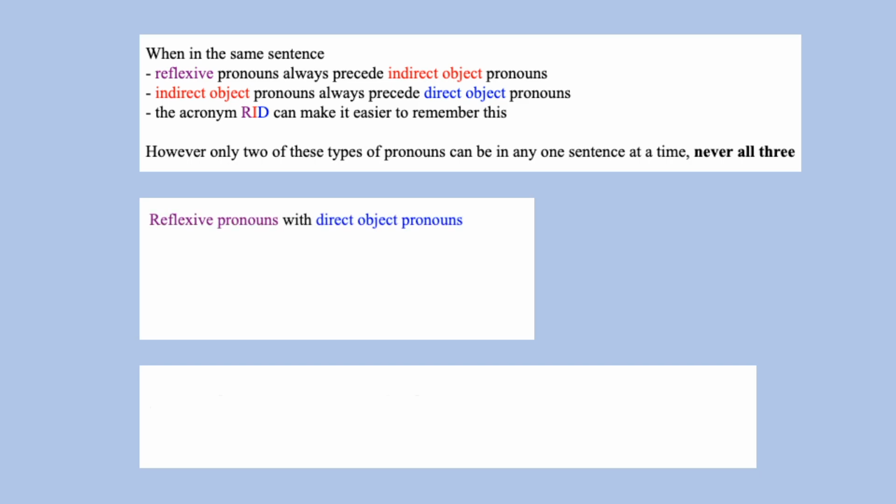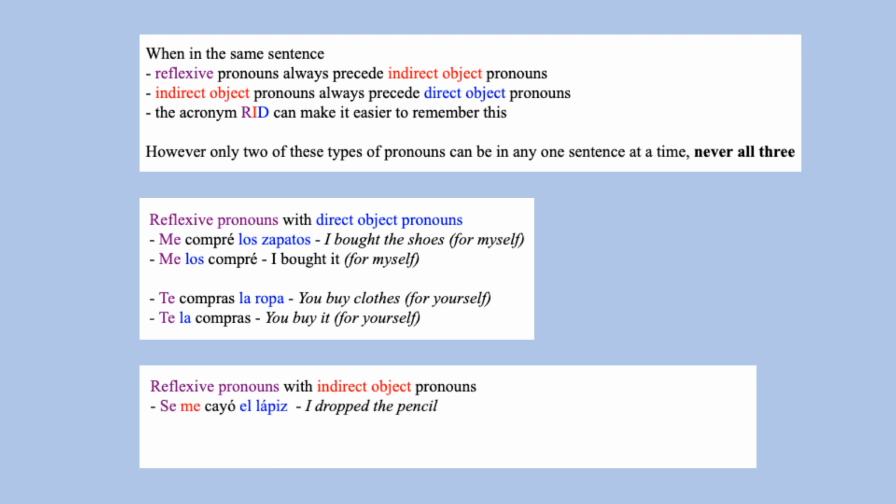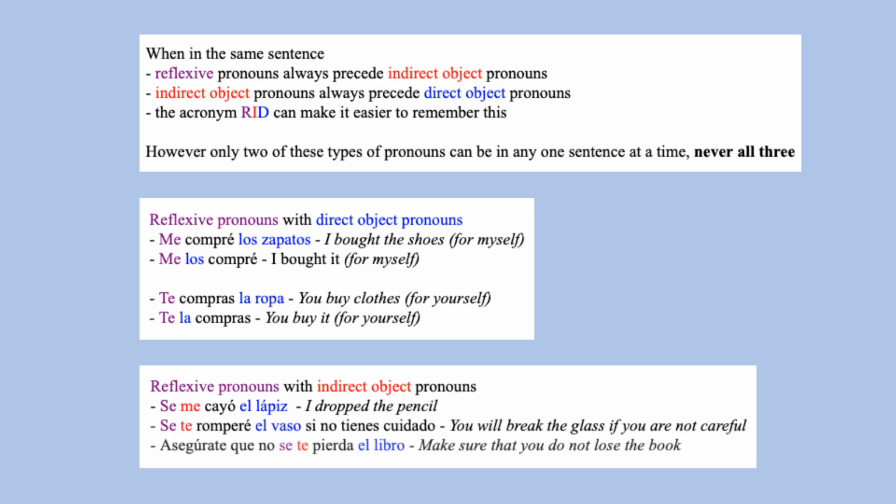So reflexive with direct object pronouns, we have me compré los zapatos, me los compré. Te compras la ropa, te la compras. And reflexive pronouns with indirect object pronouns, we have se me cayó el lápiz. Se te romperá el vaso si no tienes cuidado. Asegúrate que no se te pierda el libro.